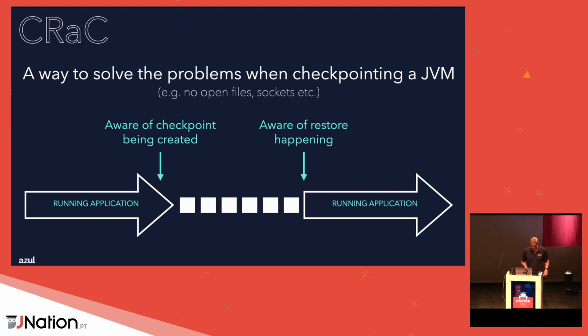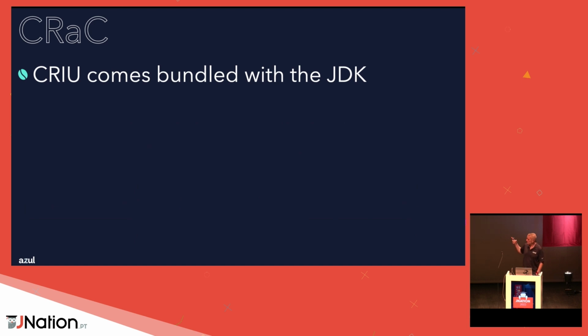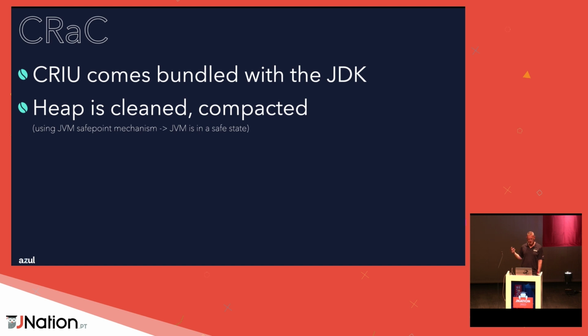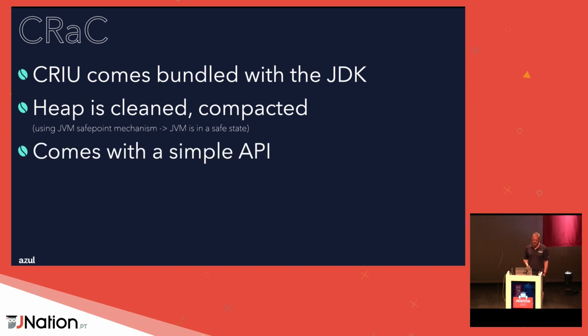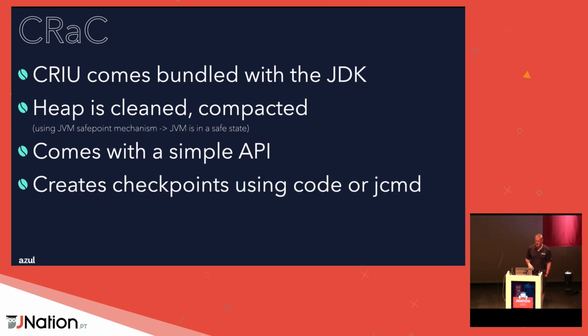This is one example. So what we do is we bundle CRIU with the JDK, and that makes sure that we have the same CRIU version everywhere. The heap is cleaned and compacted. We use JVM safepoints for that. That's the same mechanism that is used for garbage collection. So you can be sure that the heap is completely compacted and cleaned, so everything that could contain some data that you don't want to have in the checkpoint is in the trash. It comes with a pretty simple API, but we'll come to that in a minute.